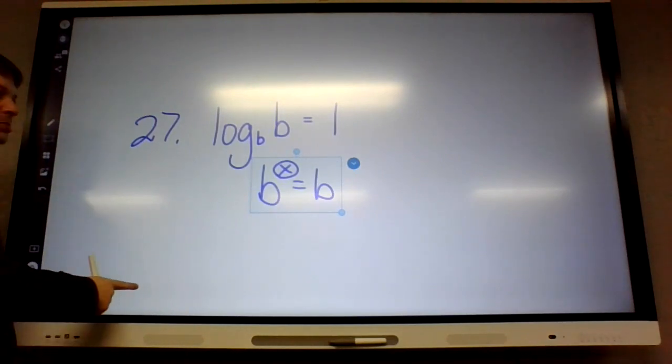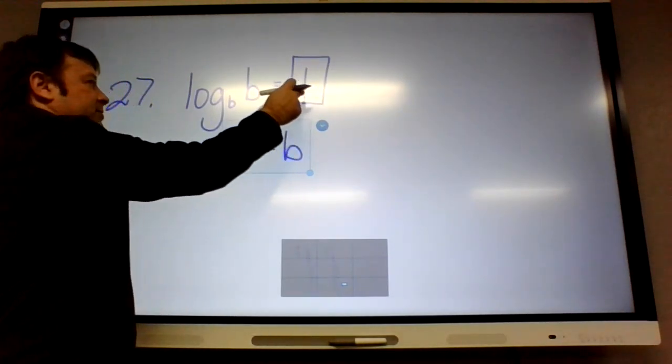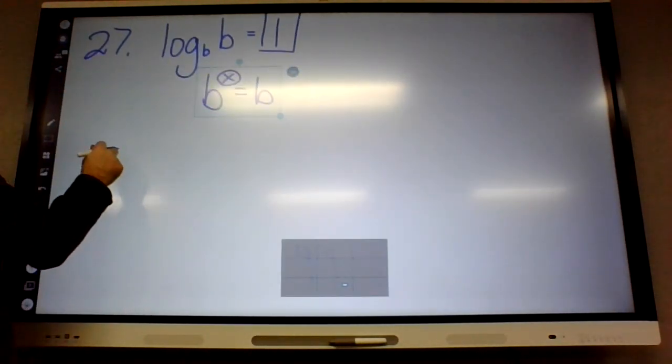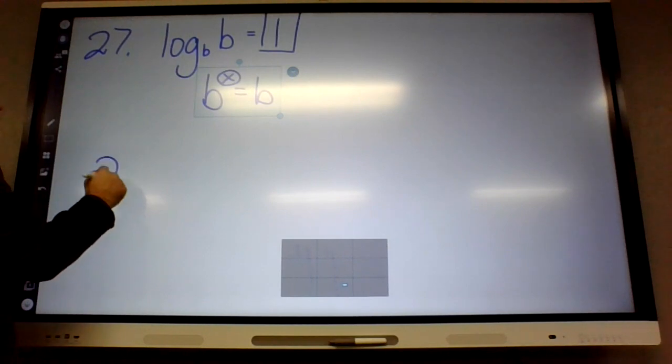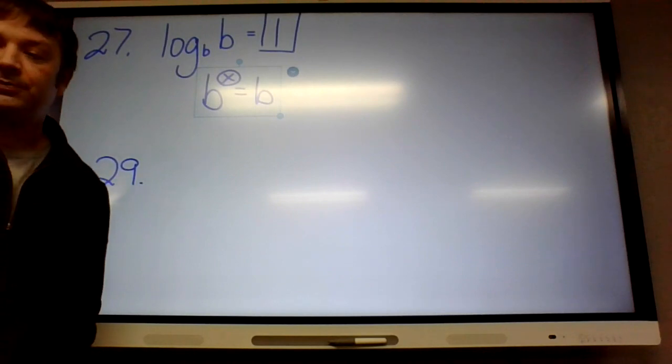Wait, so do we answer this with something to the power, or just 1? You just want the answer: x equals 1. Oh, 27. 1 is the exponent, and that's the answer. That's what we're looking for.